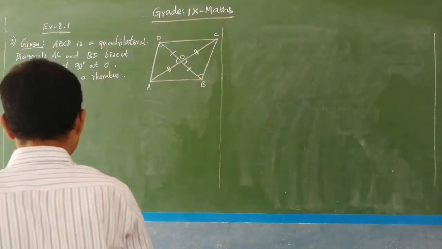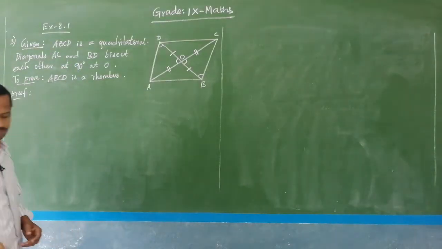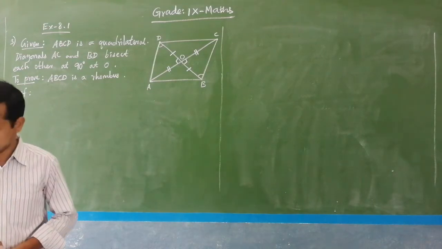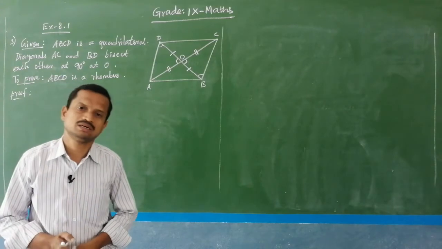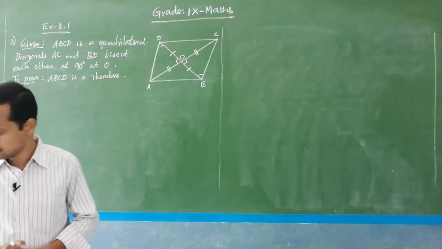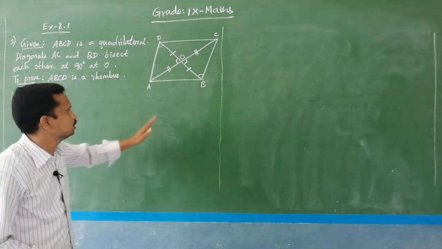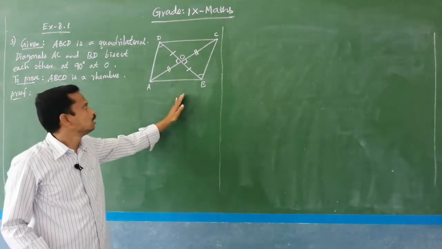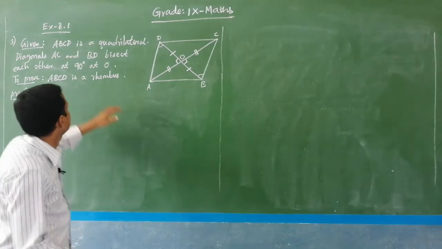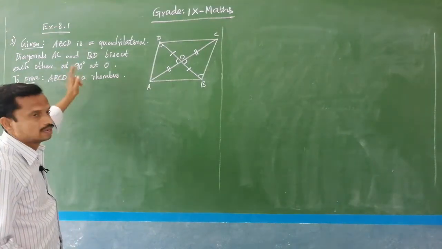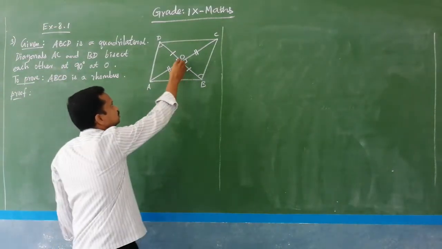So, now coming to question number 3, it is given: show that if the diagonals of a quadrilateral bisect each other at right angles, then it is a rhombus. So, you have to consider ABCD as a quadrilateral whose diagonals are AC and BD, bisected at 90 degrees, you see. Okay, I have taken it like that at this point.